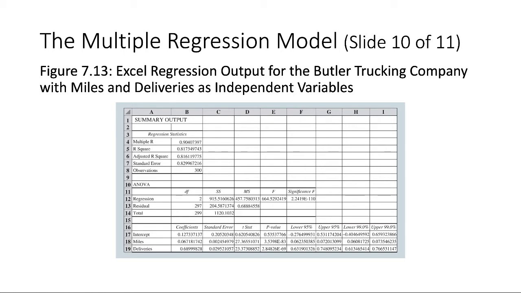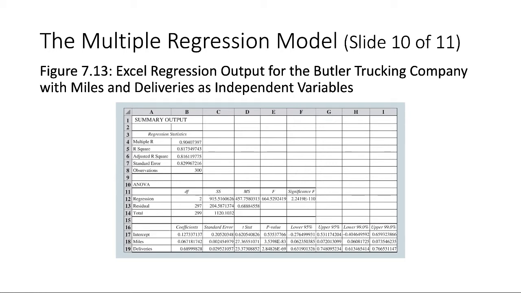That means for a fixed number of deliveries, we estimate that the mean travel time will increase by 0.0672 hours when the distance traveled increases by 1 mile. And for a fixed distance traveled, we estimate that the mean travel time will increase by 0.69 hours when the number of deliveries increases by 1 delivery.